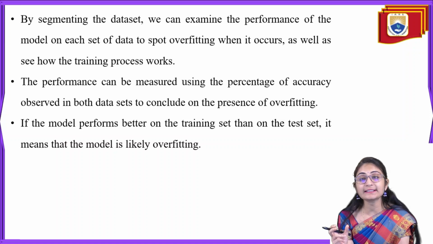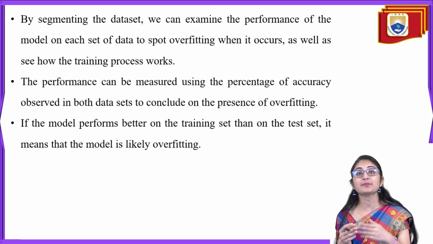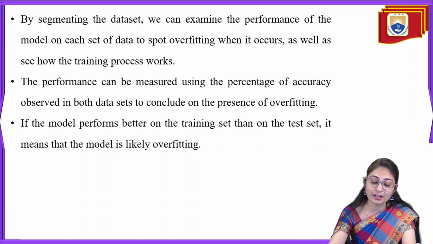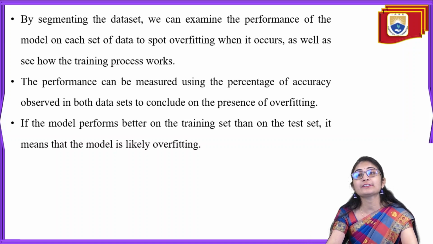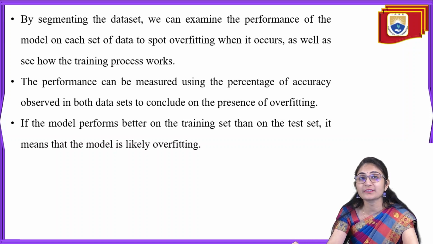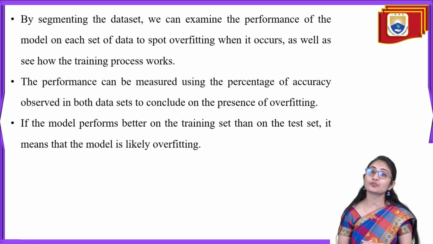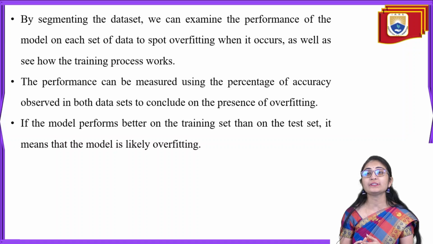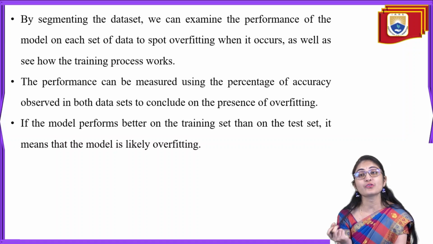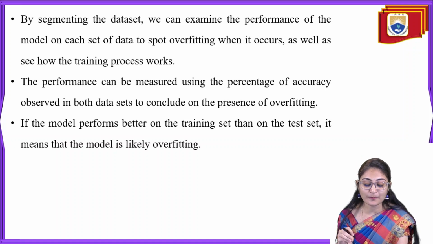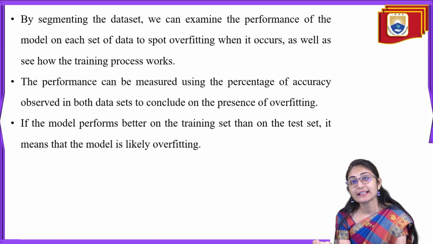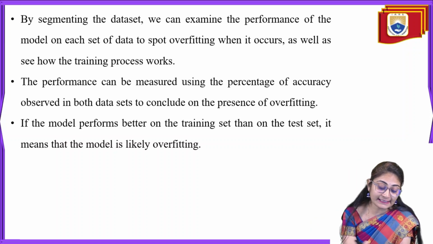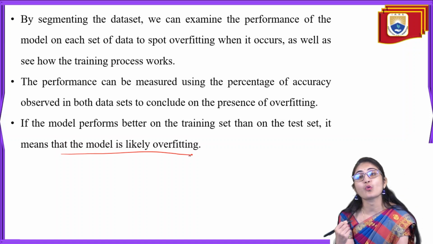Now by segmenting the data set, first we can examine the performance of the model on each data set to spot overfitting when it occurs, as well as see how the training process works. Generally, performance can be measured using some percentage of accuracy, which we will observe in both data sets for concluding the presence of overfitting. So if the model performs better on the training set than the test set, then it means the model is likely overfitting.